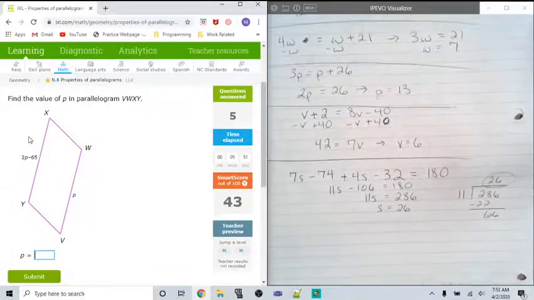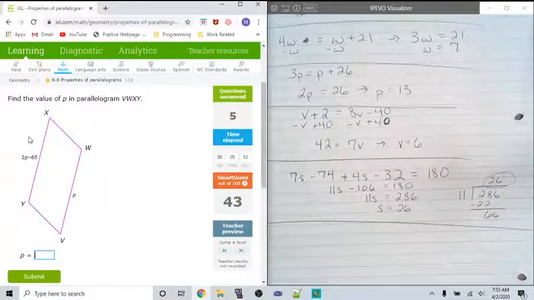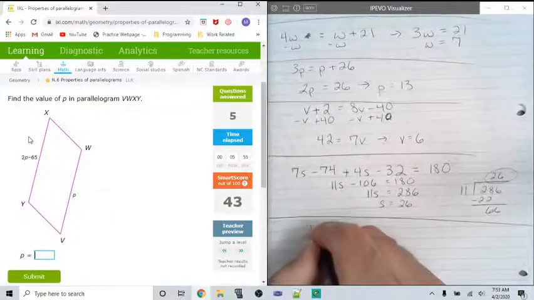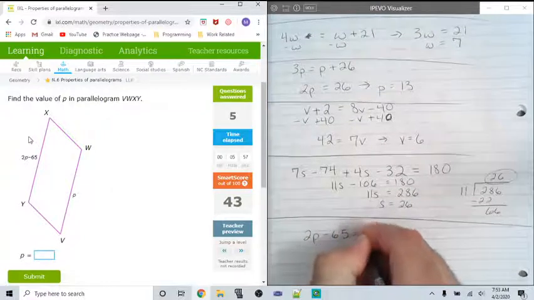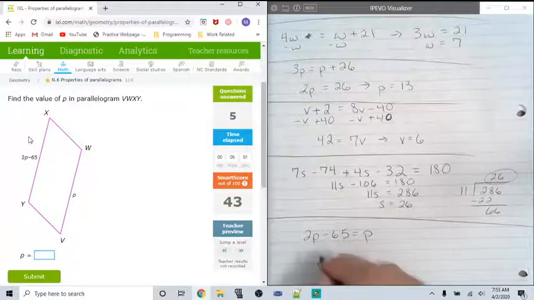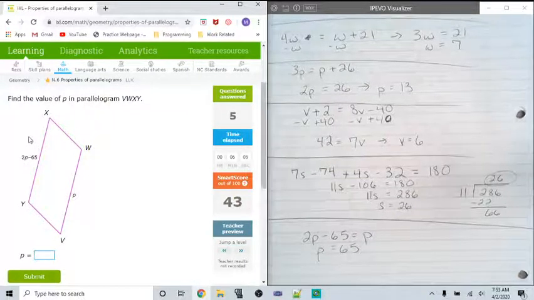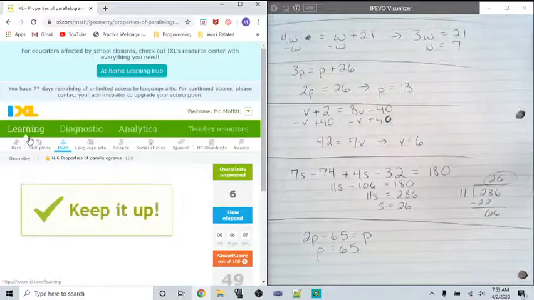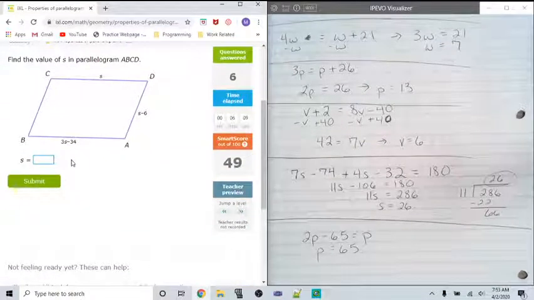These two are opposite each other, so they must be congruent. 2p minus 65 would equal p. So I'm going to subtract p from both sides, and I'm going to add 65 to the other side. This one's just super fast and simple. I won't even spend any other time talking about it.